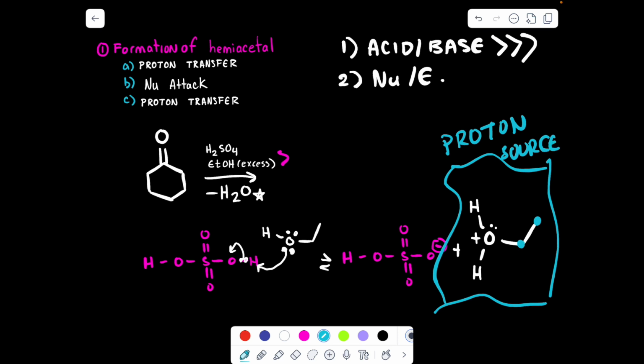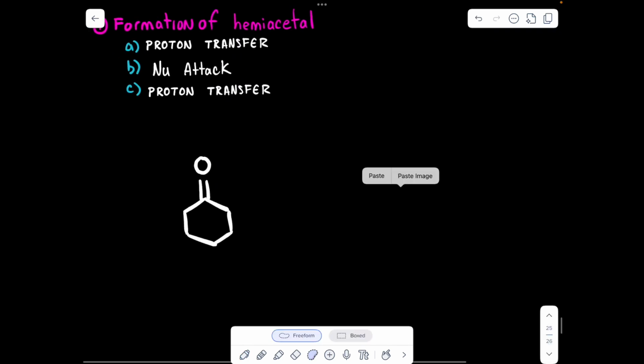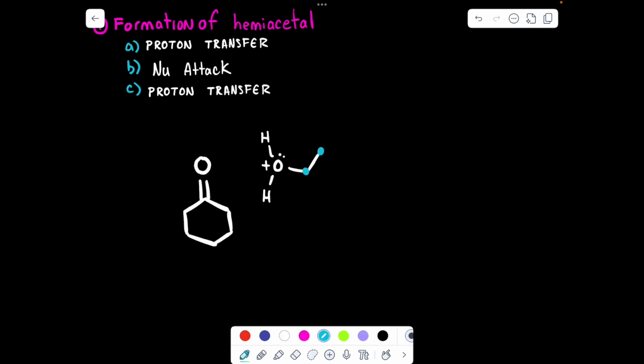Oh, we can now get to part A, the proton transfer, which is going to involve our starting material and the protonated form of the alcohol. So now we are starting step 1A. So if the goal is to transfer a proton, I need somebody to take a proton and I need somebody to lose a proton. That is what a proton transfer is.